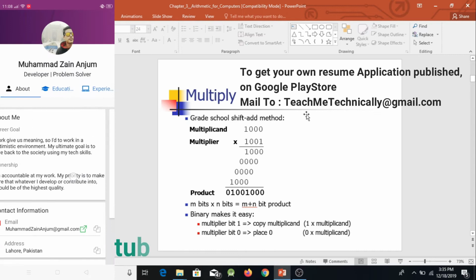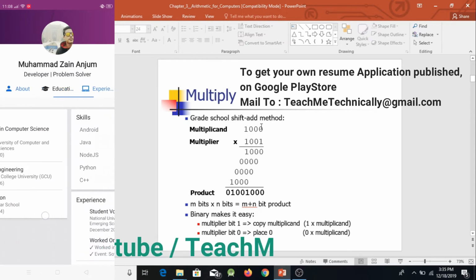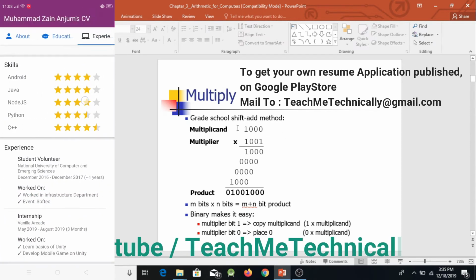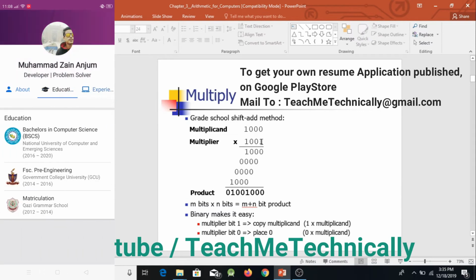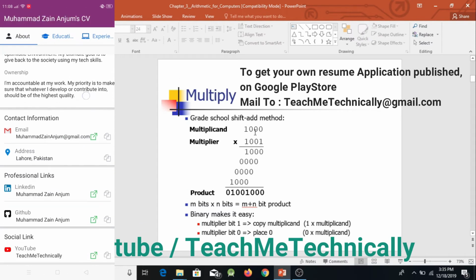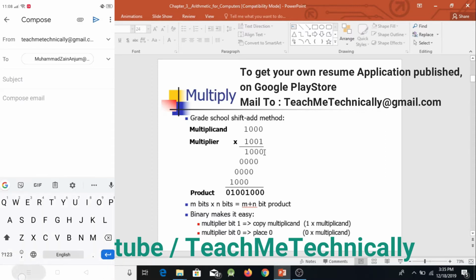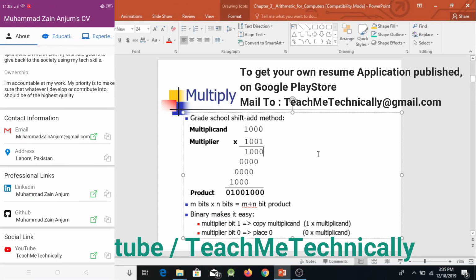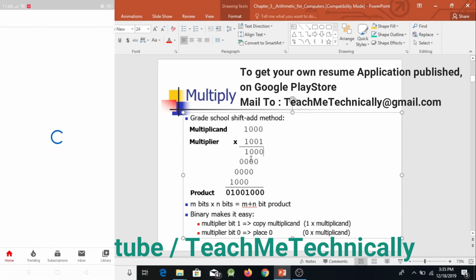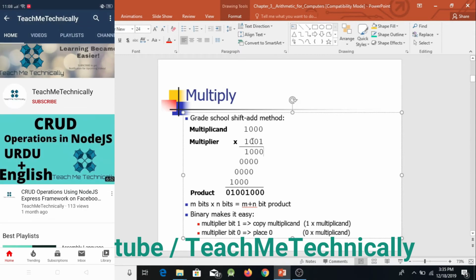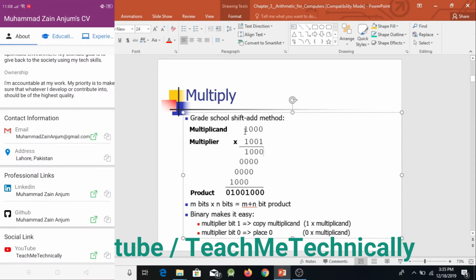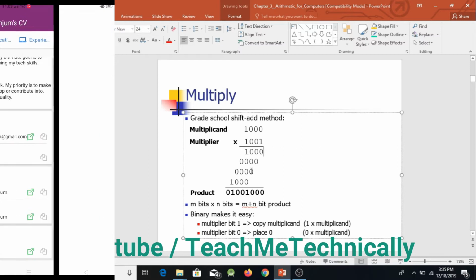So basically this is the simple multiplication in which we multiply a multiplicand with the multiplier. If the bit is 1, we simply place the multiplicand right here. And if the bit is 0, then we simply place 0 in all the bits. And there is another 0, so we will replace it by 0 0 0 0.